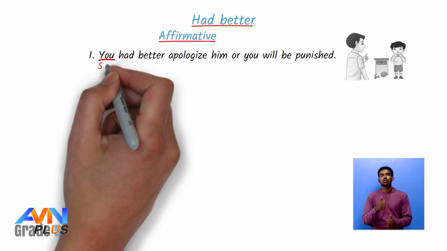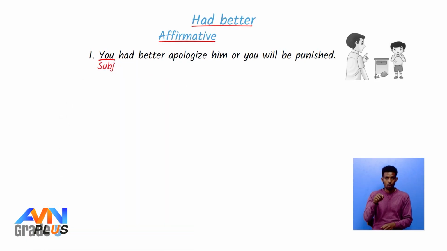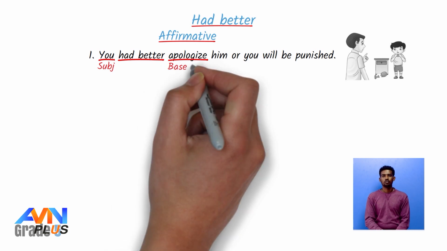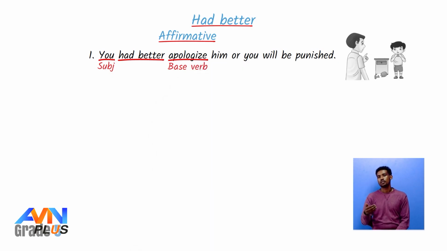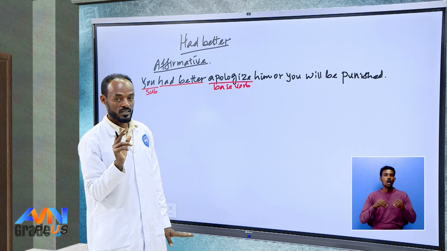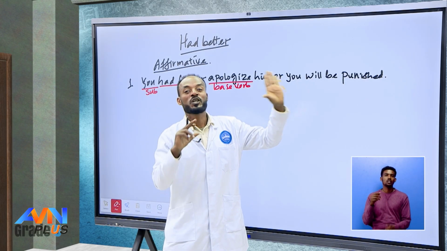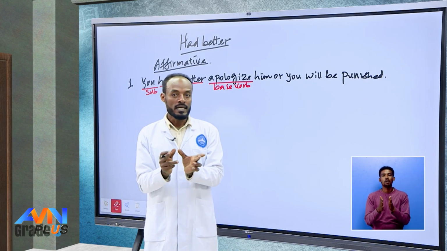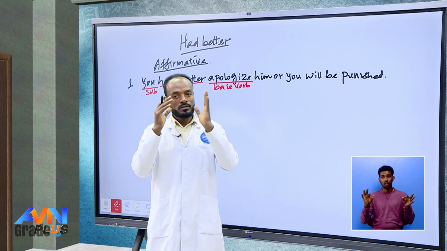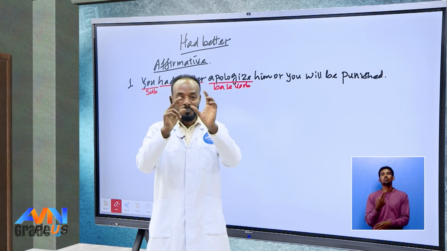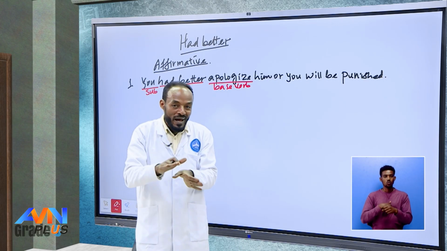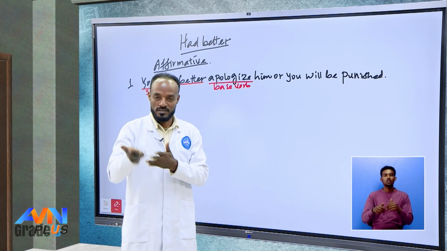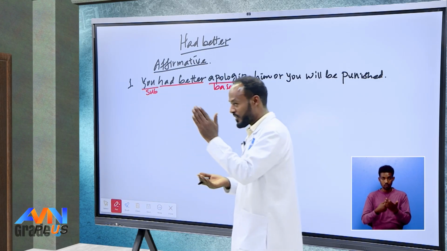Which one is the subject? You. You is the subject. Had better here. This one is what? Base verb. This one is just the receiver of the action. Is it clear? Or it can be said the complement. Complement means the sentence or something which we use to complete our ideas, to minimize the questions which can be raised. Is it clear? Bravo.